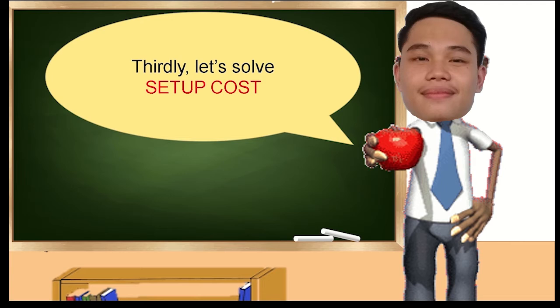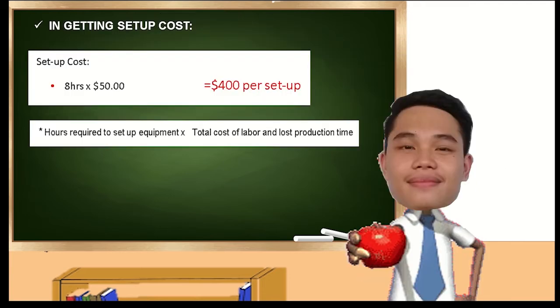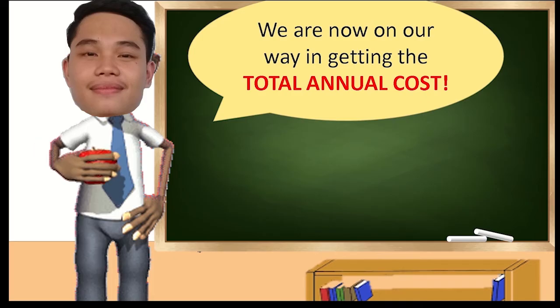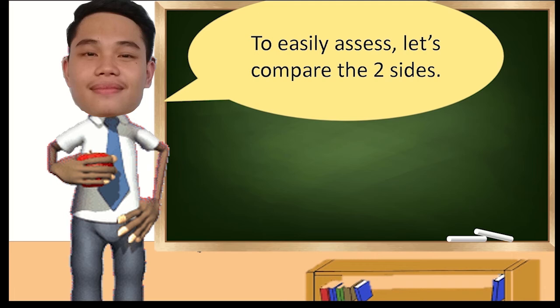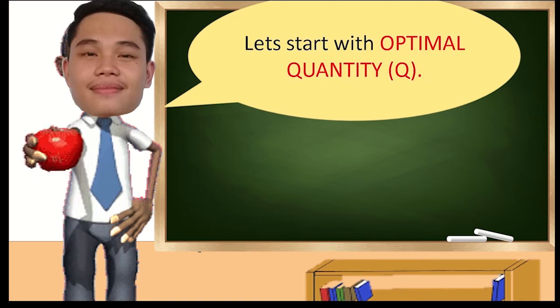Thirdly, let's solve setup cost. Here, we multiply the hours required and total cost of labor. That results to $400 per setup. We are now on our way in getting the total annual cost. To easily assess, let's compare the two sides. Let's start with the optimal quantity Q.